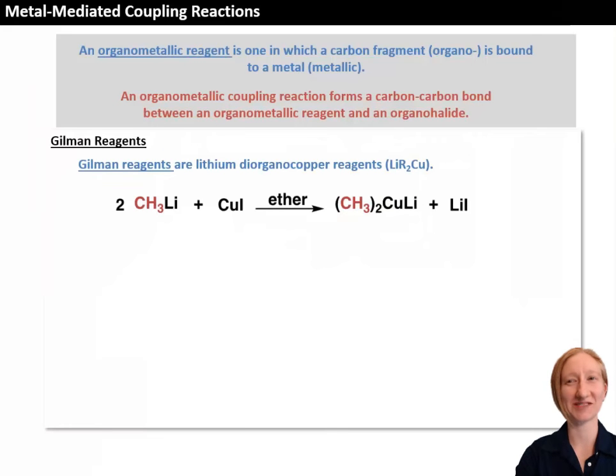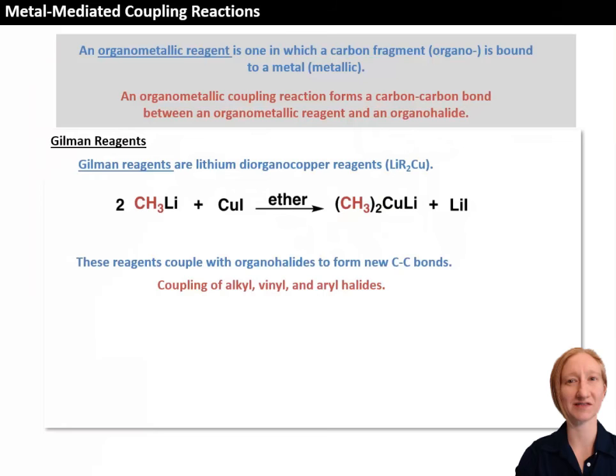The second kind of organometallic reagent we'll look at are organocuprates, or compounds with carbon-copper bonds. And one of the most prominent examples here are Gilman reagents. These are diorganocopper salts of lithium, and they will also couple with organohalides to form new carbon-carbon bonds. But here, these reagents can couple with alkyl, vinyl, or aryl halides. Grignard reagents can only couple with alkyl halides. And so Gilman reagents are much more versatile because they can couple with a wider variety of organohalides.